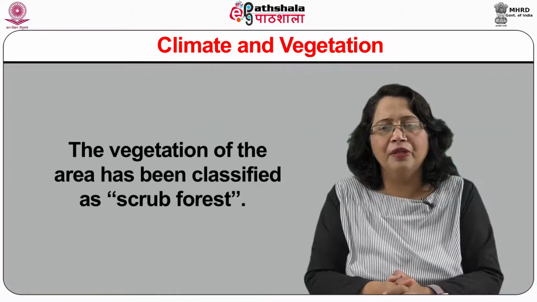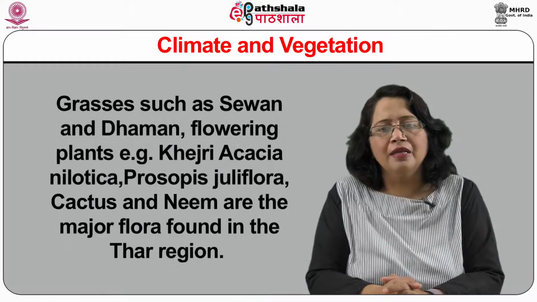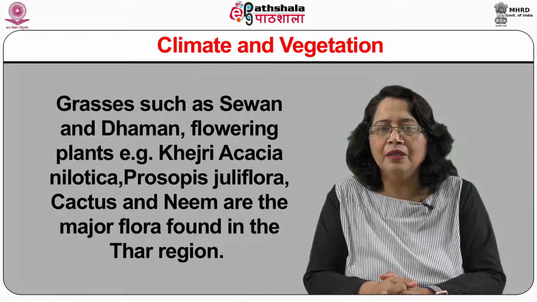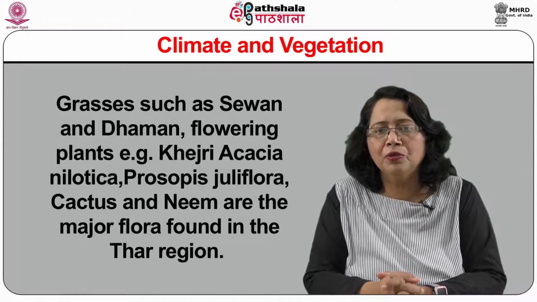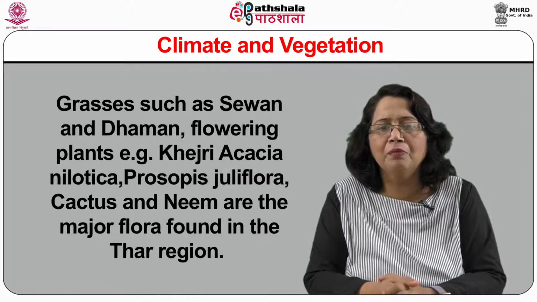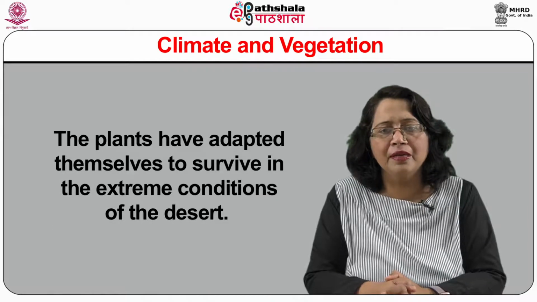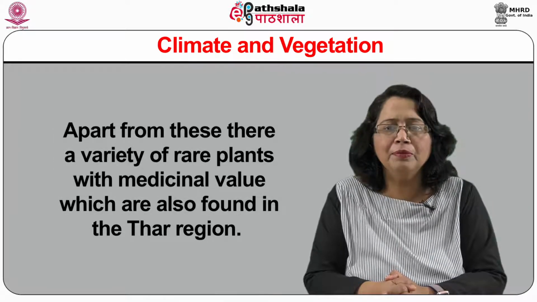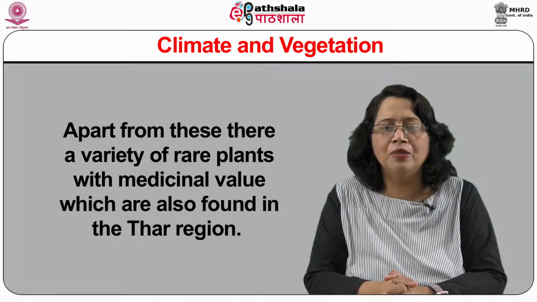The vegetation of the area has been classified as scrub forest. Grasses such as sewan and dhaman, and flowering plants, for example khejri, Acacia nilotica, Prosopis juliflora, cactus and neem are the major flora found in the Thar region. The plants have adapted themselves to survive in the extreme conditions of the desert. Apart from these, there are a variety of rare plants with medicinal value which are also found in the Thar region.